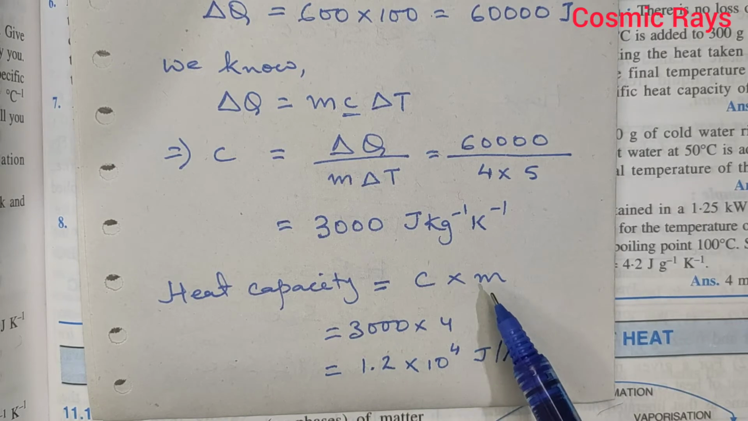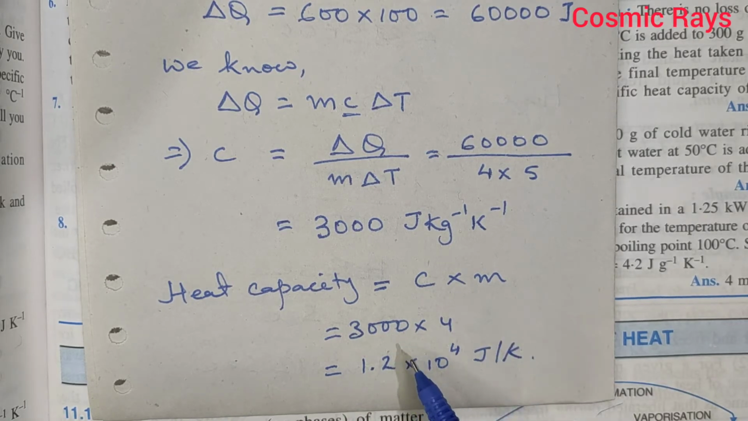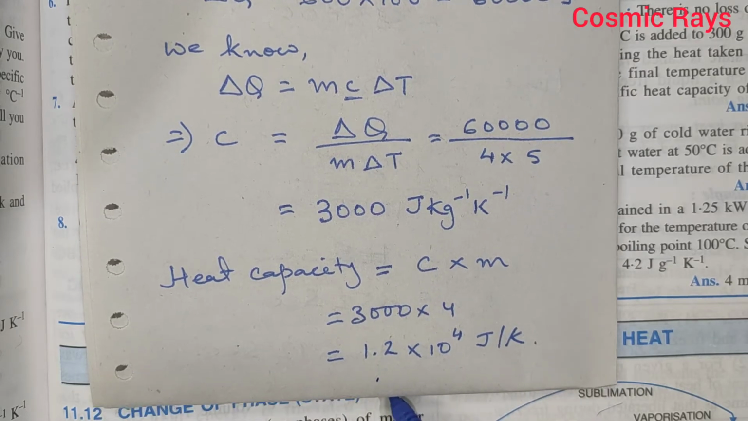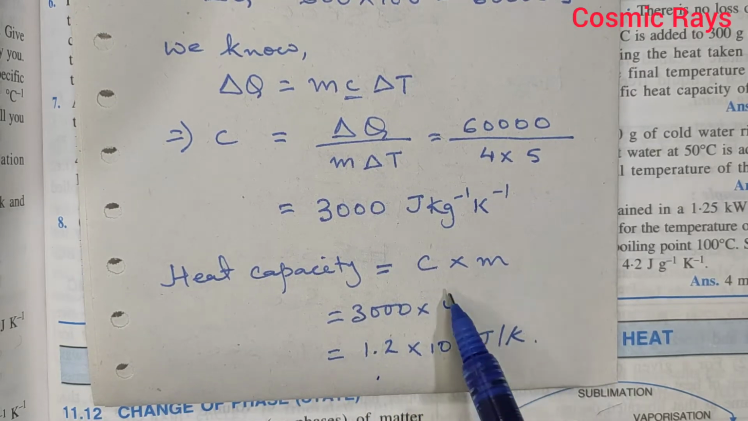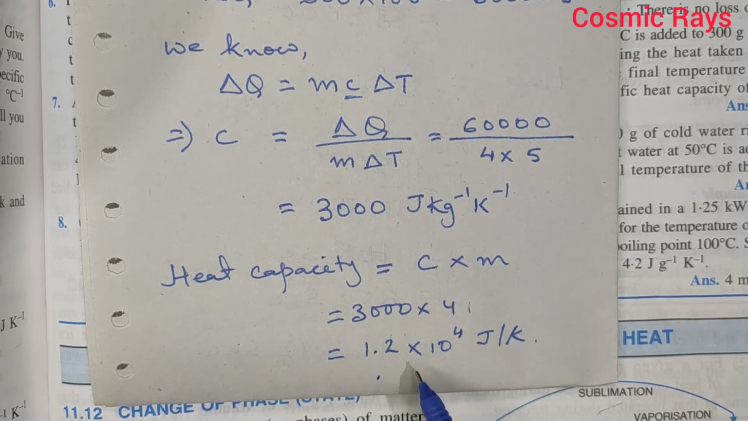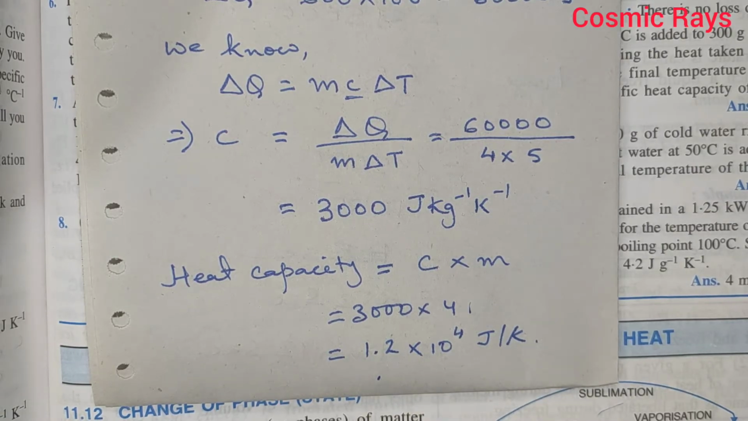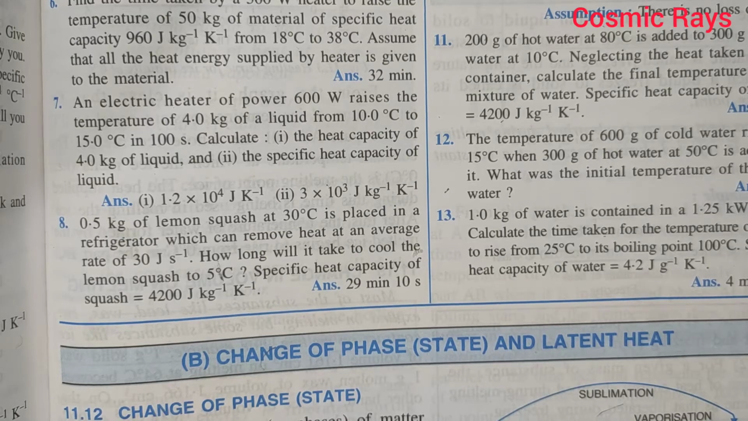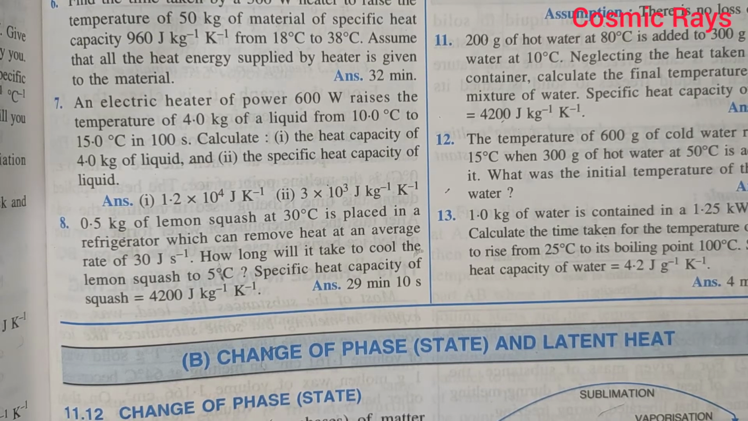and heat capacity is specific heat capacity multiplied by the mass. So specific heat capacity is 3000 and mass is 4 kg. So when you multiply it, you get it as 1.2 into 10 raised to the power 4 joule per Kelvin. Now let's take a look at the next numerical, that is number 8.